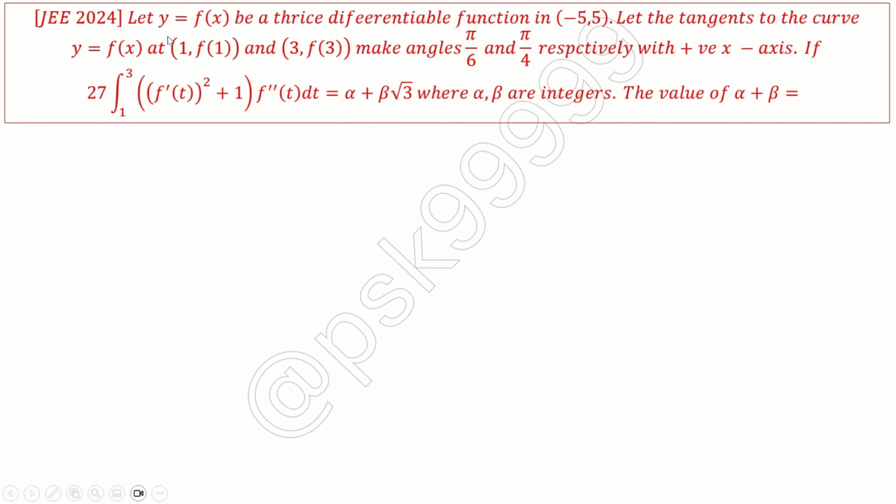Next, let y equal to f of x be a thrice differentiable function in -5 to 5. Let the tangents to the curve y equal to f of x at (1, f of 1) and (3, f of 3) make angles pi by 6 and pi by 4 respectively with positive x-axis. If 27 times the integration from 1 to 3 of ((f dash of t) whole square plus 1) into f double dash dt is equal to alpha plus beta square root of 3, where alpha, beta are integers, find the value of alpha plus beta. Most of you, by reading the question itself, will stop.